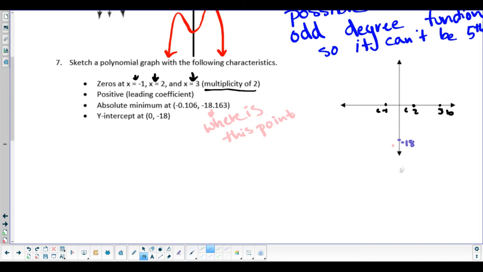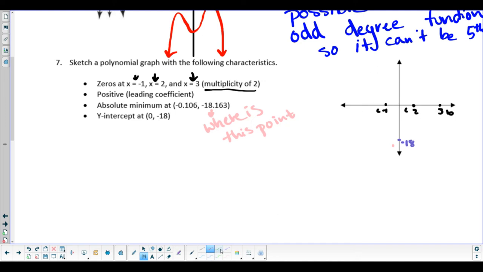Well, first of all, I know that this is an absolute minimum, which means there's no lower point than this. So it can't be reasonable for me to start drawing my graph down here. That just can't be a fact, right? Because that would mean my line exists below the absolute minimum, which is not possible. And so I need to start my graph from up top, okay? What I'm going to do is think about the ways that I can cross through these zeros and hit the minimum here, the y-intercept, and then everything else I need to hit, okay?